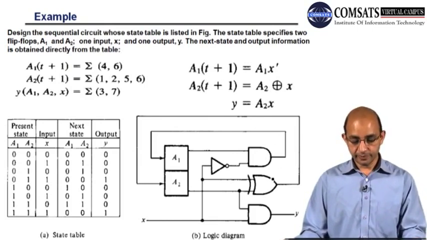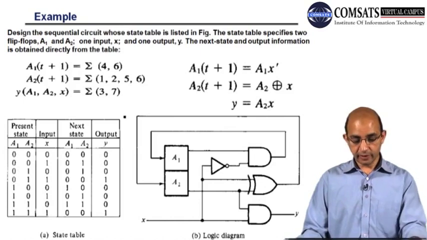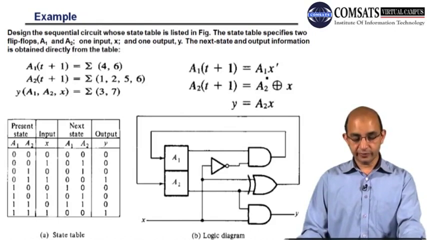So you can see these are the block diagrams, with A1 and A2. For A1, this is the next state, and you can see we have A1 ANDed with X bar. So this is X bar and this is A1. Then we have A2 XORed with X, and for Y we have A2 and X. So there is a feedback also. This represents the feedback, because this is the next state and this is the previous state. For that we need to have a feedback.